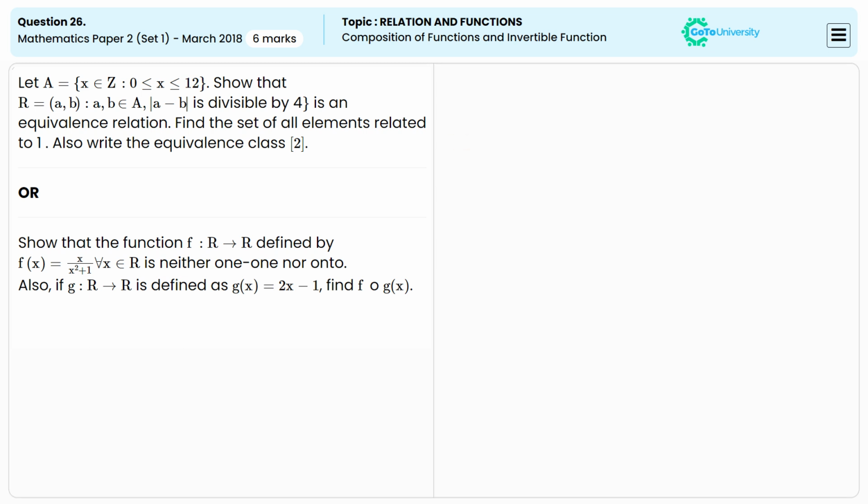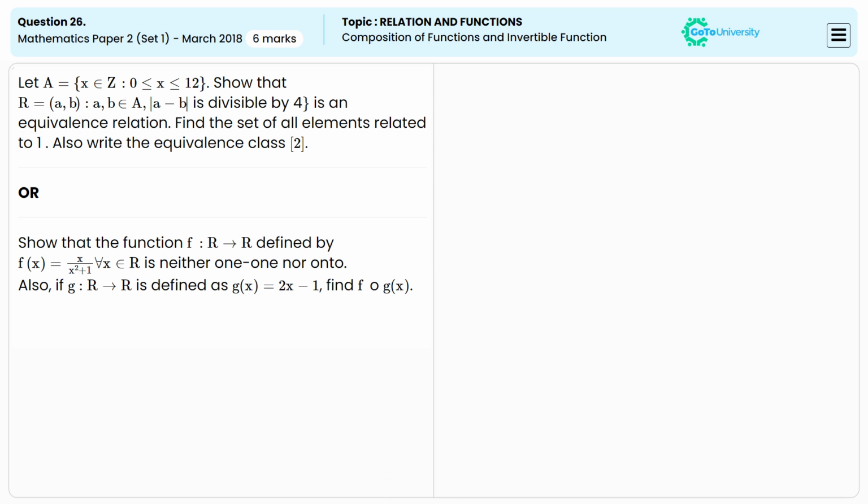Here is a question asked for 6 marks in March 2018, where the question says, let A be the set which is defined in such a way that it has set of all x which belongs to integers and x lies between 0 and 12 inclusive on either side. Show that the relation R, defined as the set of all ordered pairs (a, b) such that a and b belong to the given set A and the difference of a and b is divisible by 4, is an equivalence relation. Further, find the set of all elements which is related to 1. Also write the equivalence class of 2.